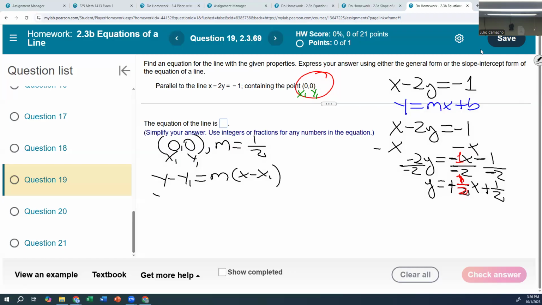So it's y minus 0, because that is my y1, is equal to my slope 1/2 times x minus 0, because that is my x1. So y minus 0 is y, is equal to 1/2 times x, which is 1/2 x, and 1/2 times negative 0 is 0. So that is the equation of the other line.